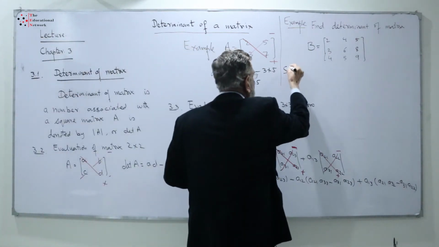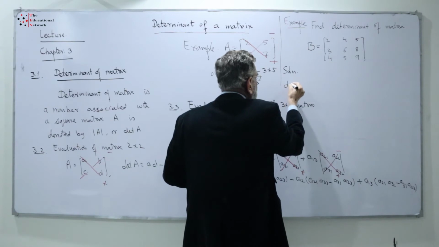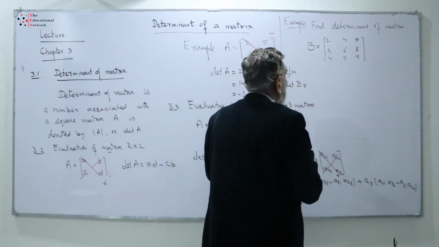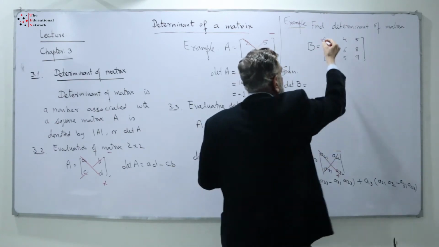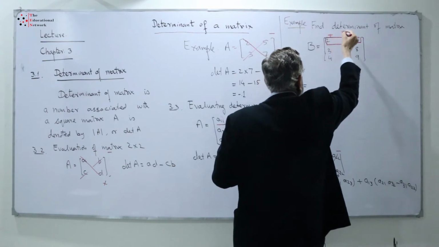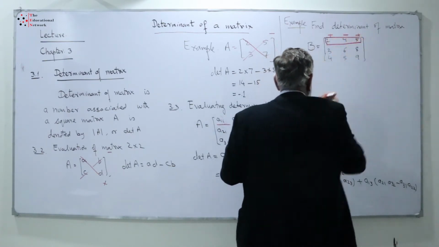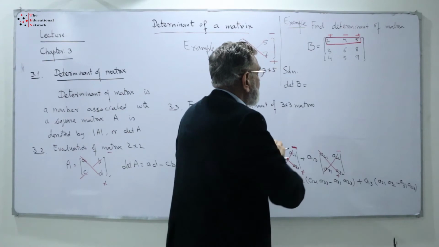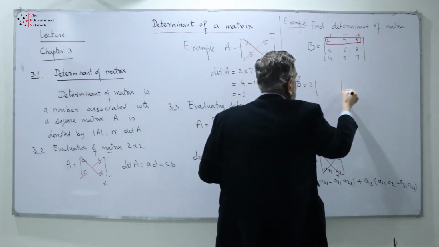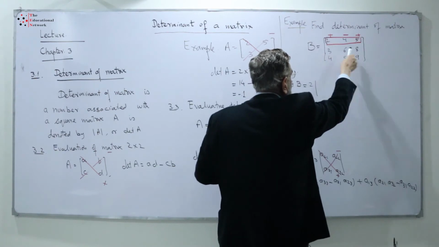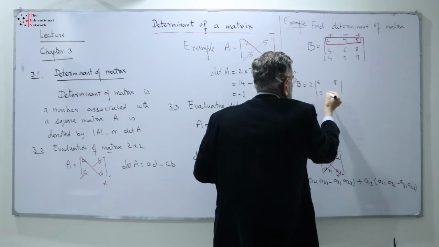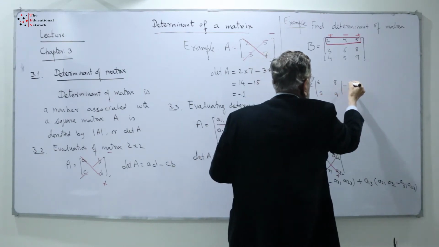Solution of this one, I write determinant of B. So I start from the first row. This is my first row that contains 2, 4, and 5. This is plus sign, this is minus sign, and this is plus sign. So I write here 2, and into the cofactor we call it. What's left? We block this column. What we get is 6, 8, and 5, 9. Then we have minus 4.